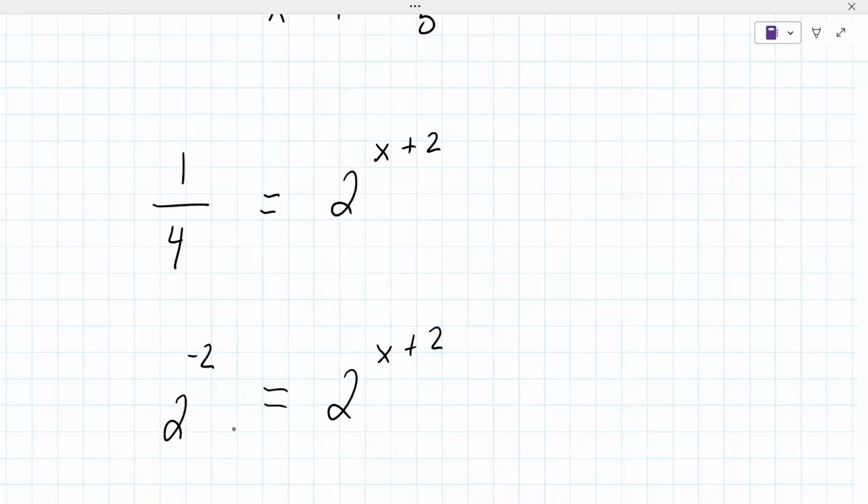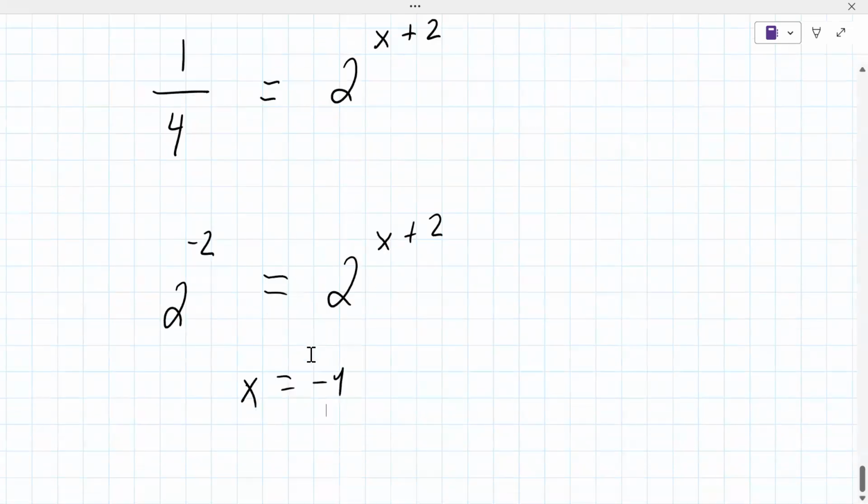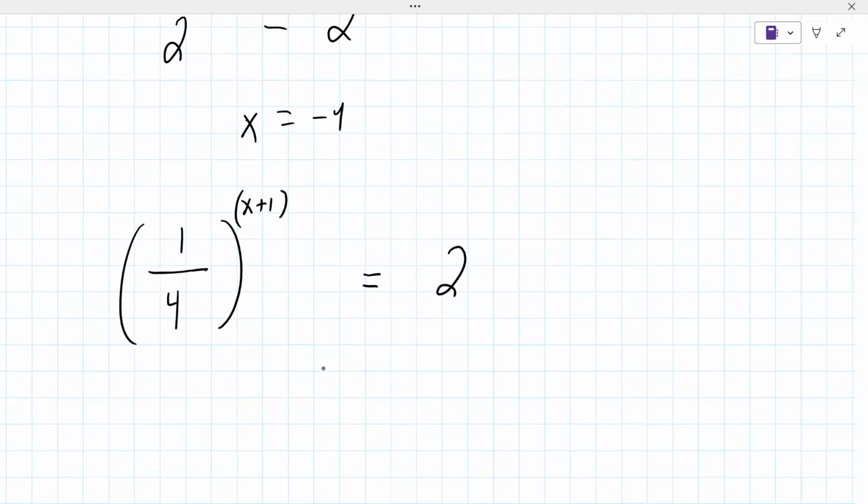So -4 equals x. Very good. All right, so now let's increase the difficulty just a tiny bit more. Let's say it's 1/4 to the power of x plus 1 equals 2 to the 5x minus 3.